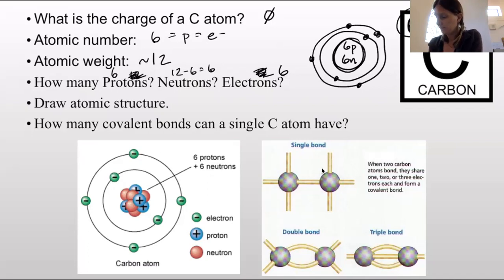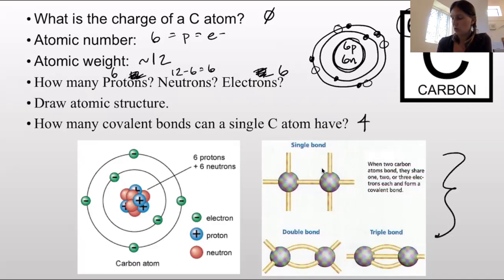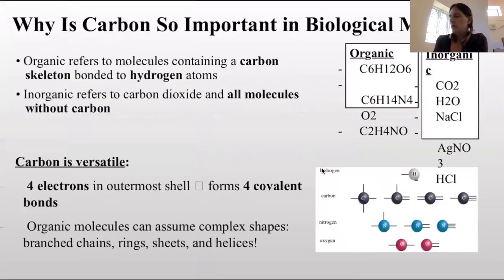That gives carbon 4 chances for covalent bonds. So they can form 4 covalent bonds, and that allows carbon to make lots of cool shapes: double bonds, triple bonds, single bonds, chains, rings, etc. So why is carbon so important for biological molecules?